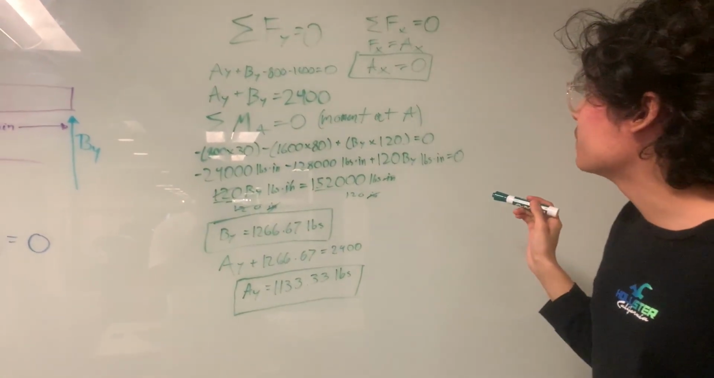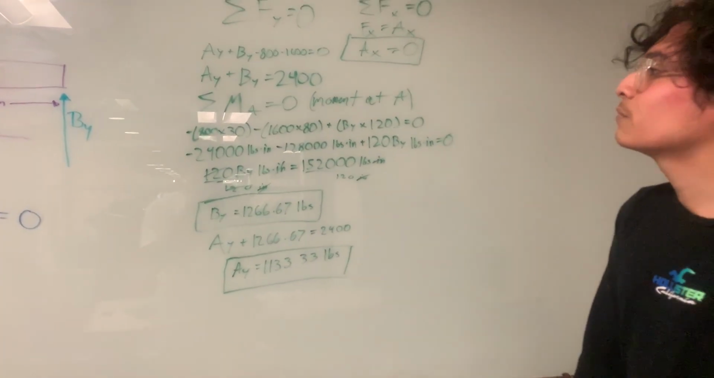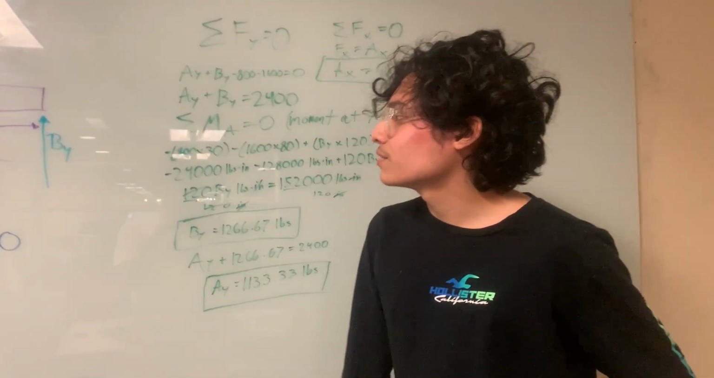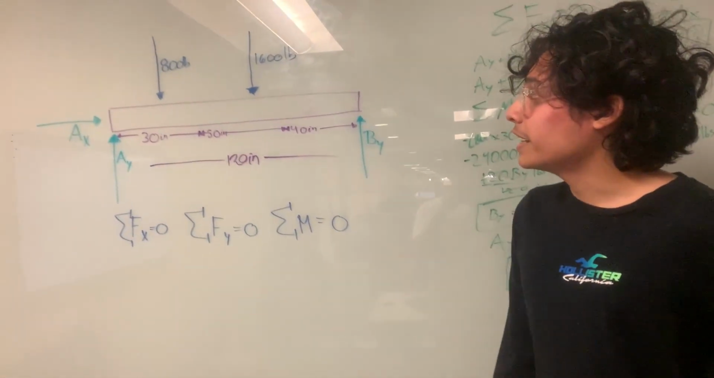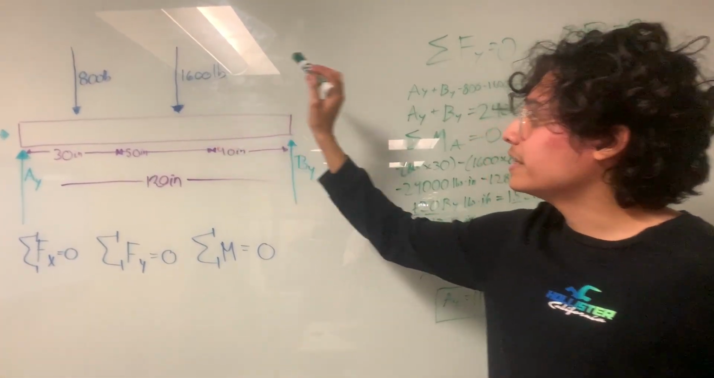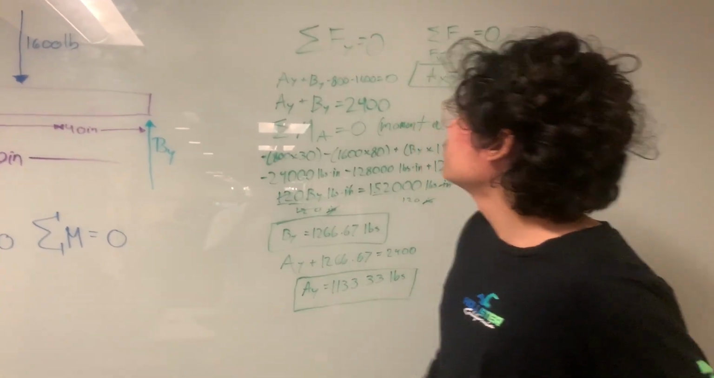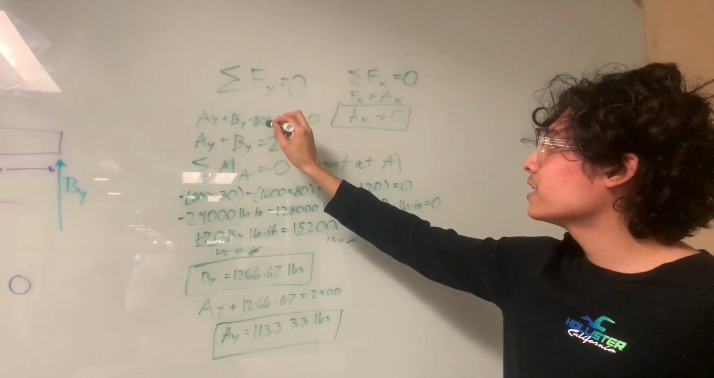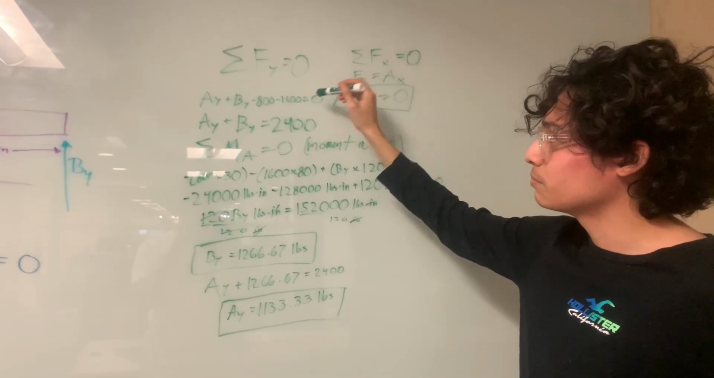And since the entire beam is at equilibrium, that means that A of X has to be equal to 0. Now we can turn our attention to the forces in the Y direction. As we established with the diagram, there are going to be four forces: an upwards force at A, a downwards force of negative 800 pounds, a downwards force of negative 1,600 pounds, and an upwards force at B. We can rewrite this as A of Y plus B of Y minus 800 minus 1,600 is equal to 0 to show that the beam is at equilibrium.